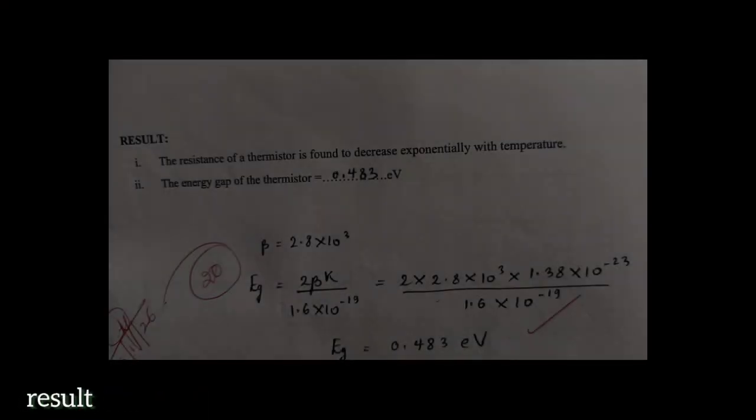So for our result, we'll be writing that the resistance of the thermistor is found to decrease exponentially when the temperature increases. And then you will be writing the value of Eg which you found from the experiment.